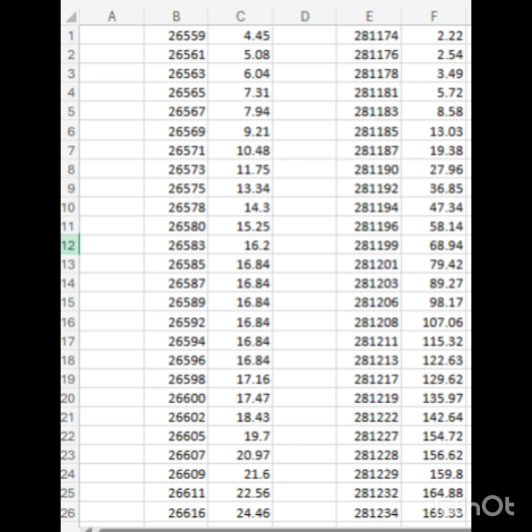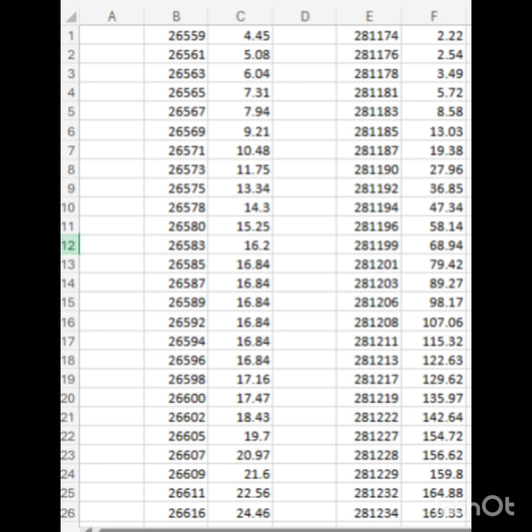We can see columns B and C there. They represent the float fork, and columns E and F represent the no float fork. So E is just the time in milliseconds and F is the displacement in millimeters. And I want you to pay particular attention to rows 11 and 10.